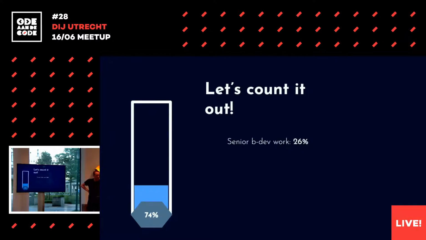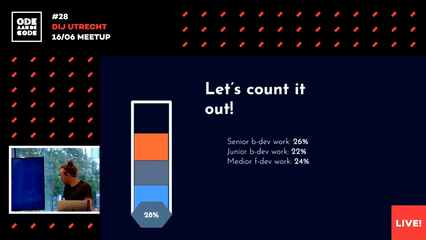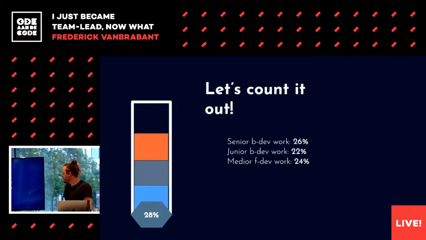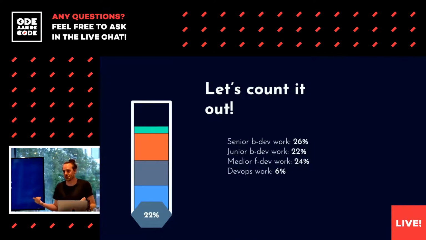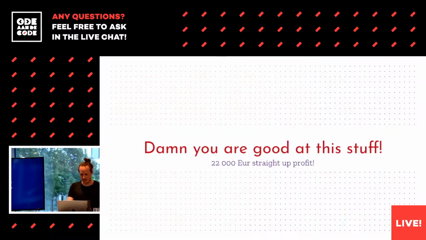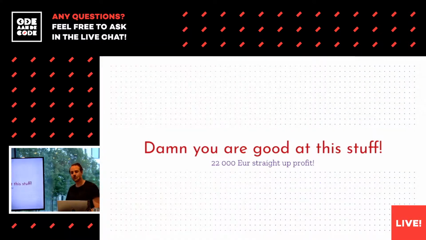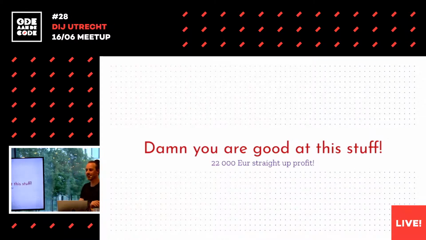The junior developer is obviously a bit less, it's 22%. The front-end developer, 24%. And the DevOps work is 6%. Okay, that looks good, right? Looks like a good project. Cool. You're kind of good at this, right? 22,000 euros a straight up profit. Nice. Okay, let's get this thing on the road.